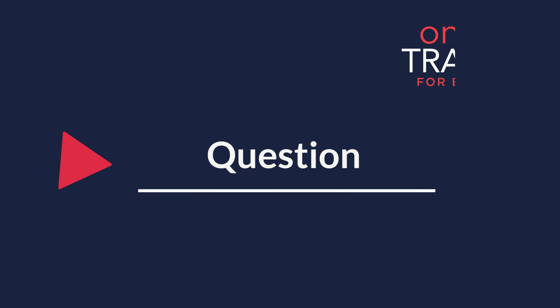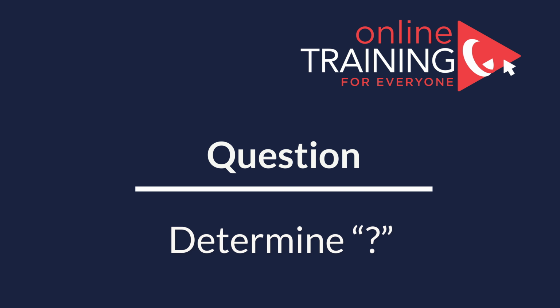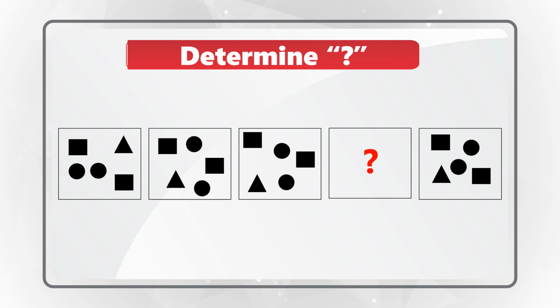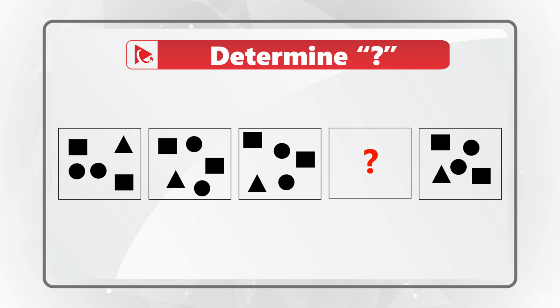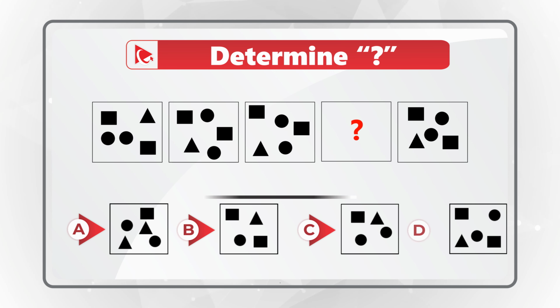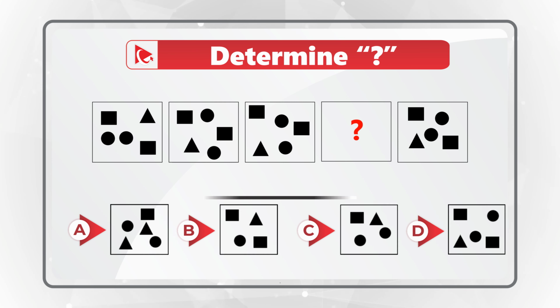Here's an amazing question to determine your pattern recognition skills. You're presented with 5 boxes. Boxes 1, 2, 3, and 5 have smaller shapes inside. And you need to select box number 4 out of 4 different choices. Choices A, B, C, and D. Take a close look to see if you can get to the correct solution.